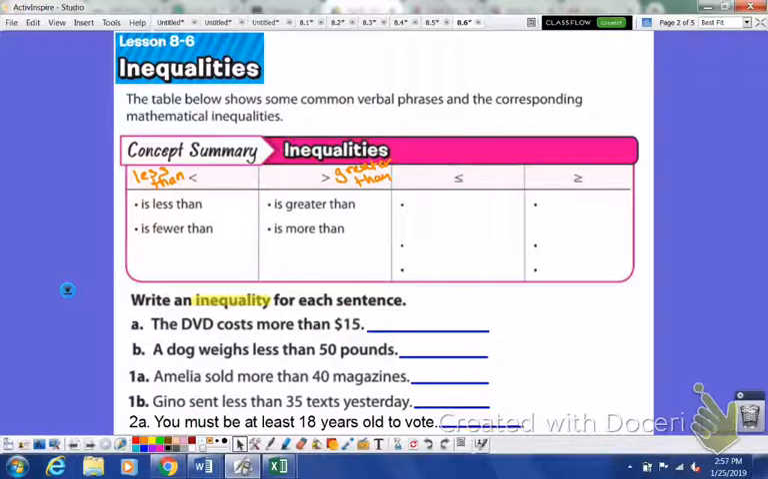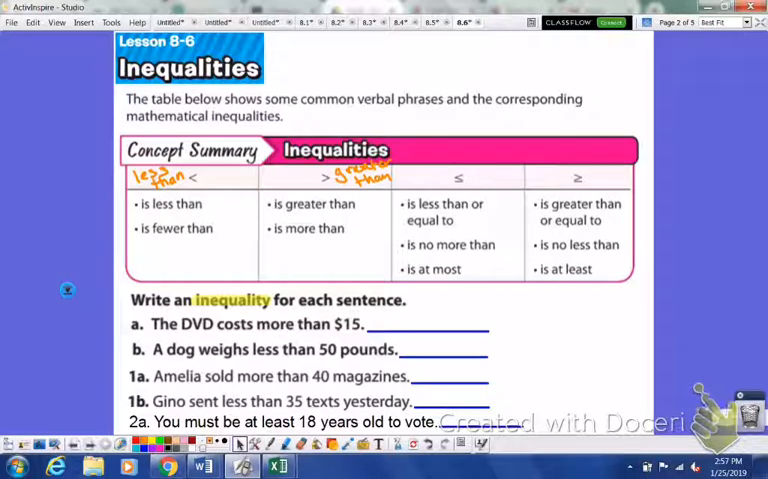And next up, we have less than or equal to. Our keywords are is less than or equal to, is no more than, and is at most. And last up we have greater than or equal to, with keywords is no less than, or is at least. Okay, go ahead and pause the video real quick here and get those all filled in.